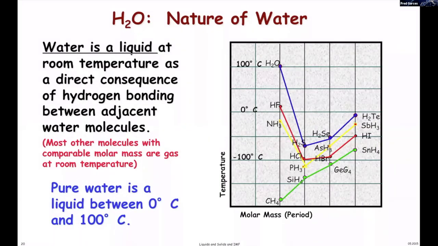Here's the trend. What happens is that instead of going down, it goes up. So with HF, so does NH3, but not with CH4. And you know what all these atoms, oxygen, nitrogen, fluorine, have in common? As well as hydrochloric acid. Hydrochloric acid actually doesn't follow the trend down, it goes up slightly.